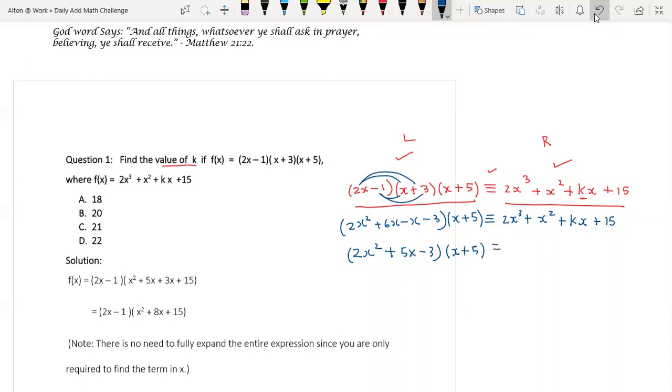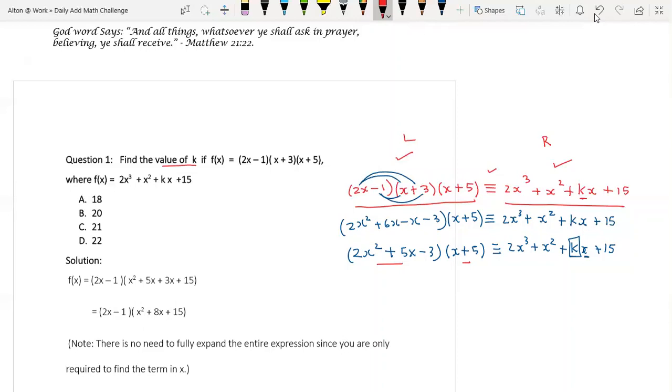And of course, that is identically equal to 2x cubed plus x squared plus kx plus 15. So I need to find the value of k. Here it is, the value of k, and that is the coefficient or number in front of the letter x. So I need to find the term in x. So I need not expand the entire product 2x squared plus 5x minus 3 by x plus 5.